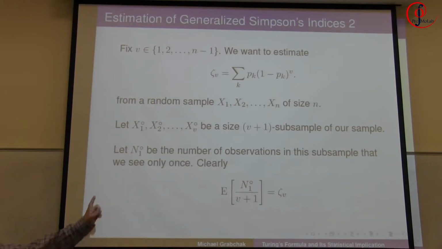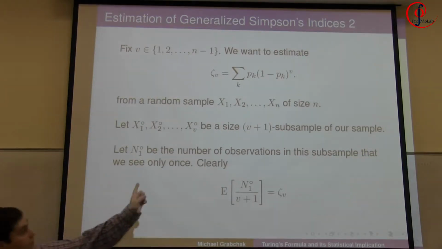And now let n1 circle be the number of observations in this sample that we see exactly once. By the same argument as before, basically by Turing's formula, for the subsample, the expected value of the Turing's formula for this subsample will give us exactly zeta v. So now we have an unbiased estimator of zeta v for any v from 1 to n minus 1. Maybe this isn't the best estimator, but it is an unbiased one.